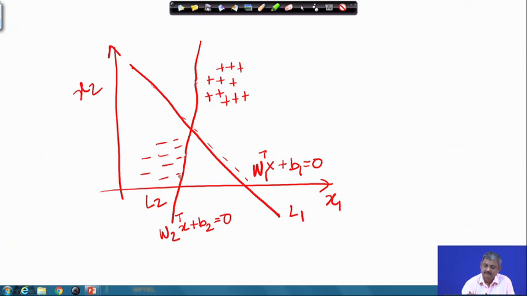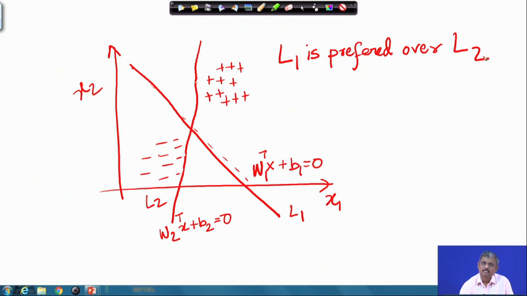Of course, you will say that L1 is preferred over L2, the middle line is preferred over this just-corner kind of line. Why? Both of them are correctly classifying, both of them are satisfying condition 1. If you remember condition 1, both of them are satisfying it, one side, other side. Why is this better? Why is L1 better than L2?